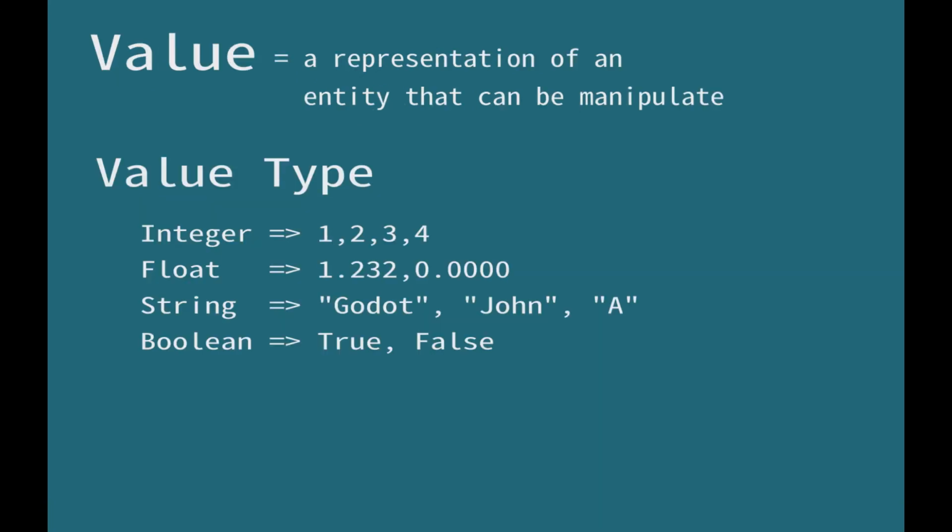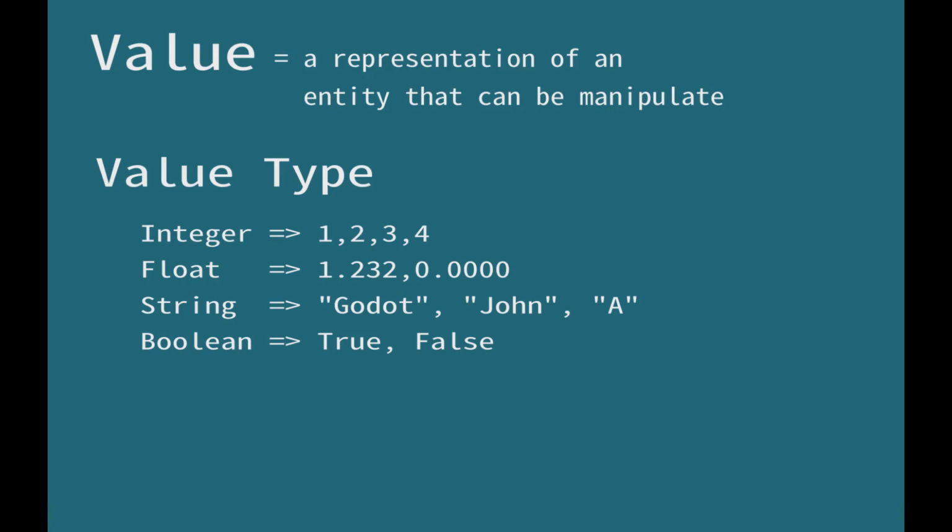And the value is a representation of an entity that can be manipulated. These are the basic value types. Integers represent whole numbers like 1, 2, 3, 4, 5. A float value represents decimal numbers like 1.2231, 0.000, and whatever. A string value represents text, for example like Godot, John, A. And a boolean value represents true and false.